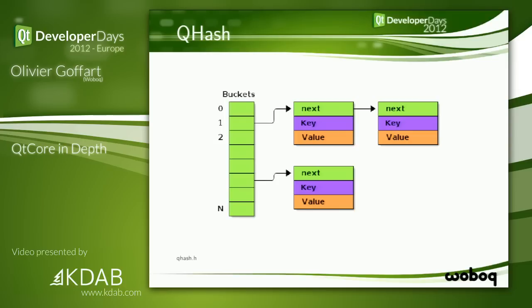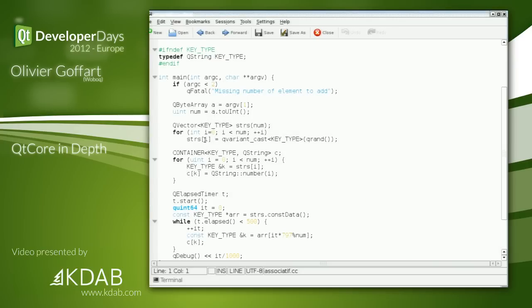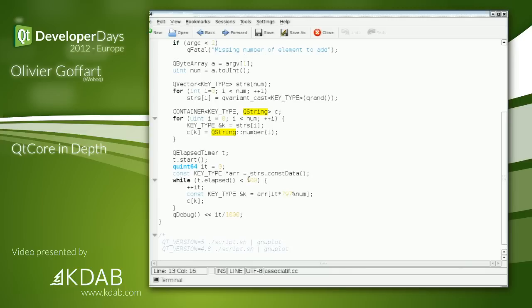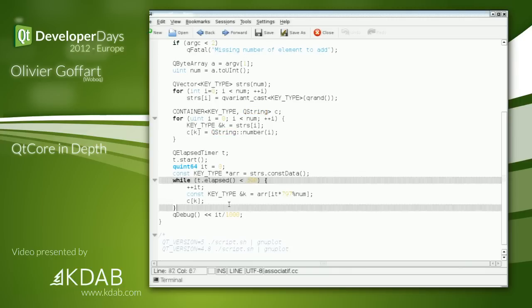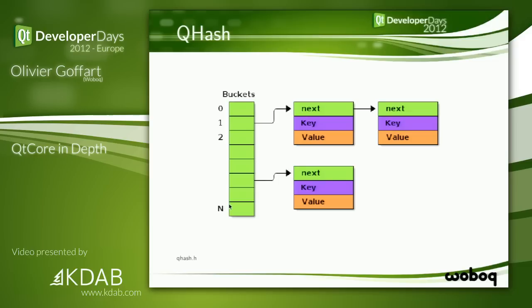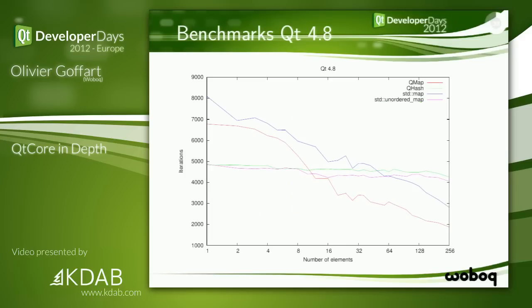So let's do, I made some benchmark here. The benchmark is just some function that instantiates the containers of QString, loops for half a second and sees how many iterations it can do. And I did that for some containers with Qt 4.8. Those containers that are mostly constant time, as QHash and std::unordered_map, as you can see, they're about the same. And then here it depends on the number of elements.